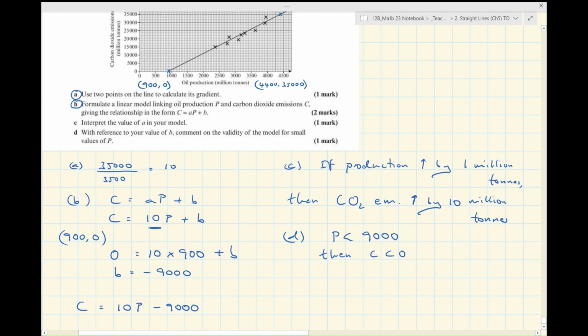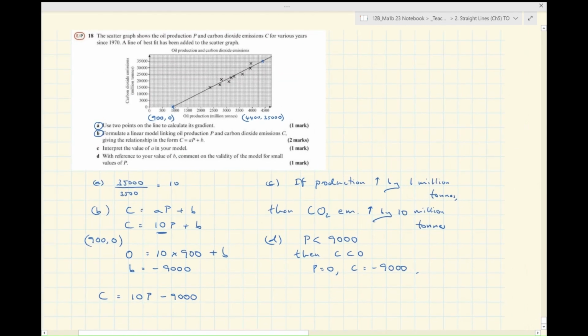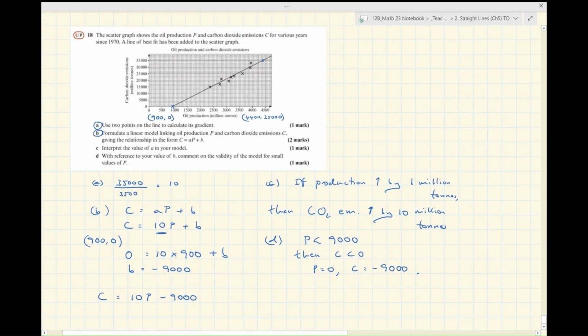And with specific reference to the value of B, I guess if oil production is 0, then according to the model, my carbon dioxide emissions is minus 9,000, which of course is not feasible. So that's question 18 done, and that is the end of the film.